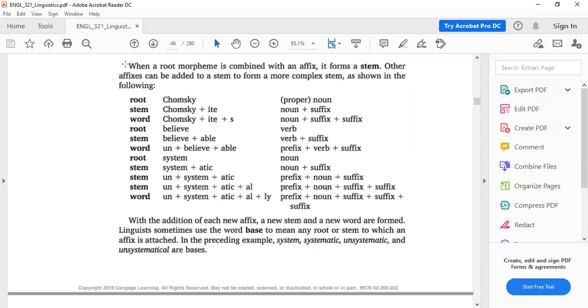This is the difference between the root and the stem. So the root is what we have in Arabic jadr, fa'ala, the smallest, the origin of the word. But if we add an affix, be it a prefix or a suffix or an infix or a circumfix, it becomes a stem.